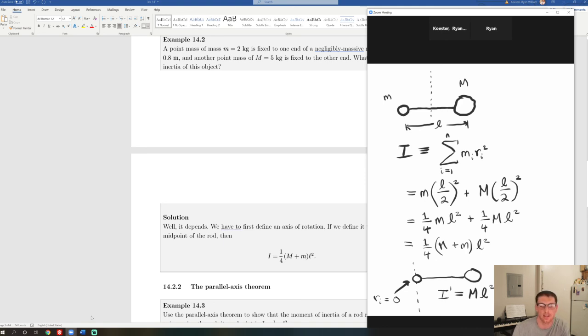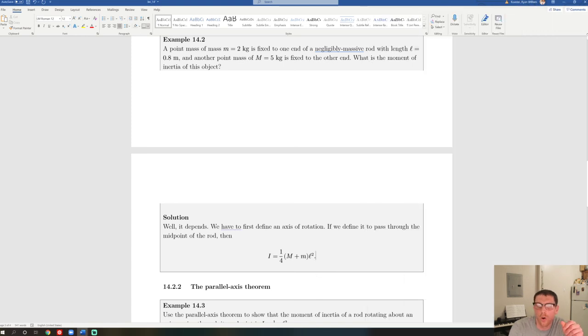And so the point of all this is that the moment of inertia you calculate very much depends on your choice of an axis of rotation. So before you start trying to calculate a moment of inertia in a given problem, make sure that you've specified what your axis of rotation is. And then just crank it out. Okay, cool.